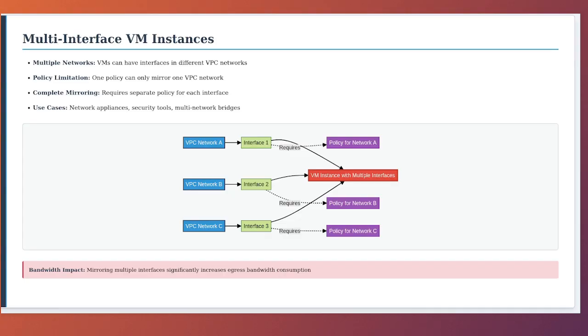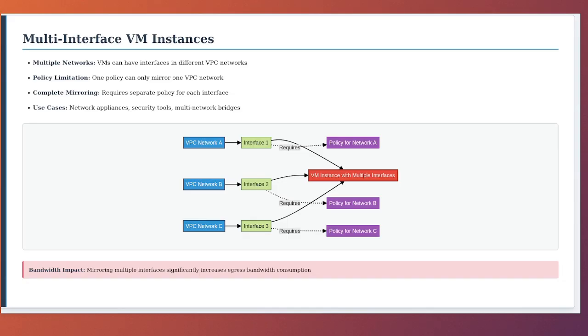This architecture has implications for bandwidth consumption as well. If you mirror all three interfaces, the instance will be sending mirrored traffic for all three interfaces, significantly increasing egress bandwidth. You need to consider whether you actually need to mirror all interfaces or if monitoring one or two is sufficient for your use case.